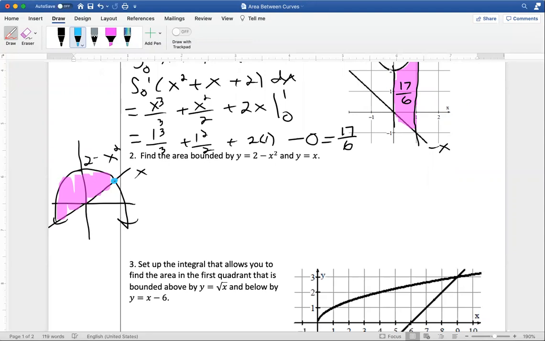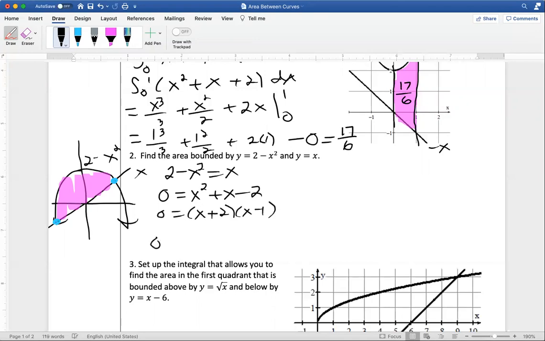To do that, I need to know these intersection points, okay? Because I need to know what a and b are when I set up my integral. To find those intersection points, I'm going to set these two functions equal to each other, and I'm going to solve. You can solve this using your calculator. You could solve this by setting it equal to 0 and factoring. However you want to solve. But I get negative 2 and 1. So this intersection is at x equals negative 2. This intersection is at x equals 1. From there, I can set up my integral, negative 2 to 1.